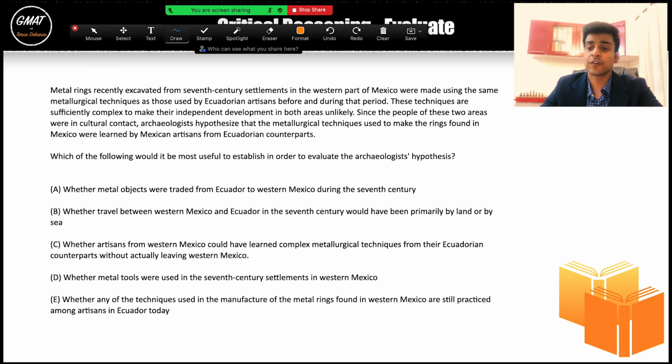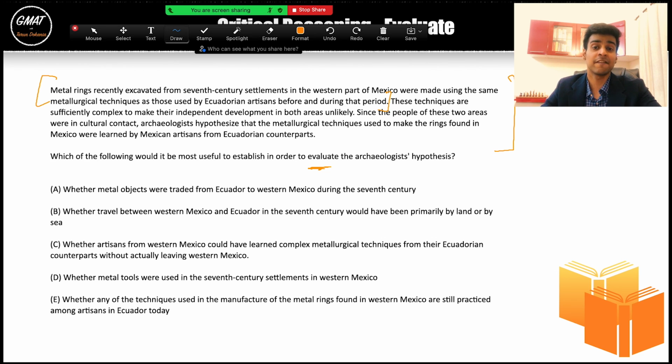I know it's an evaluate question. Let's read the stem, separate facts from conclusion, build a logical bridge. Metal rings recently excavated from the western part of Mexico were made using the same metallurgical techniques as those used by Ecuadorian artisans before and during that period. Factual. I cannot find one word here that lets me question whether it's completely true or not, which means I have to assume that it's perfectly true.